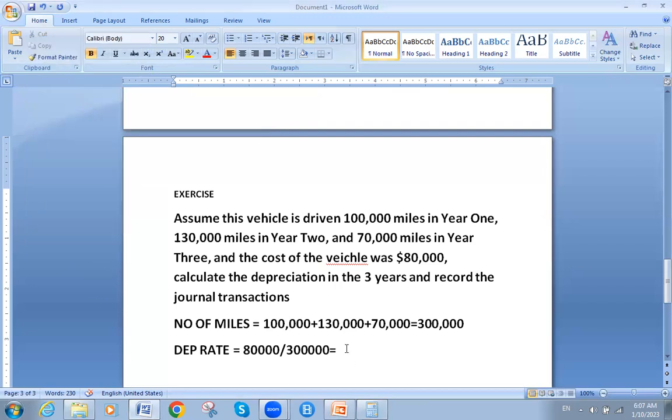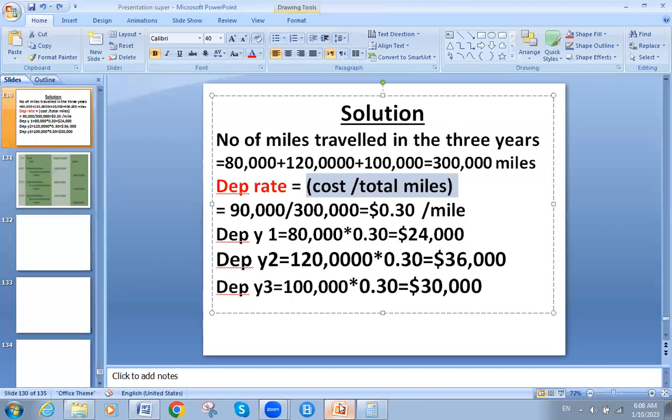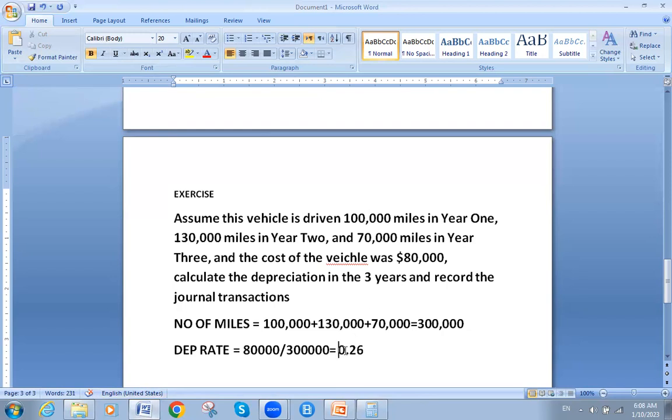The depreciation rate will be 0.26. That means the value of the car will be reduced by 26 cents every mile, like you see here. So this is the cents, dollars per mile. Then we'll get the annual depreciation for year one.